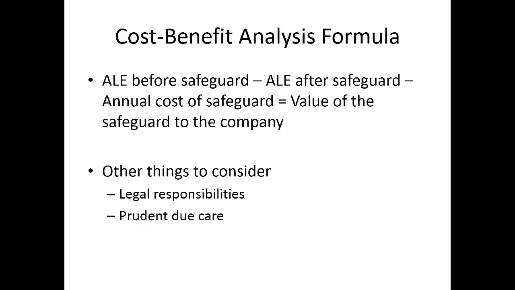And the bottom line here is, based on this formula, if you have a positive value in terms of your cost-benefit analysis, that's when you want to apply your control. Even if you get a negative value, you may sometimes still have to use that control because it's required by the law or regulations and so on.